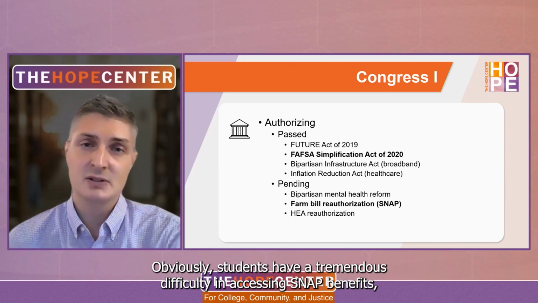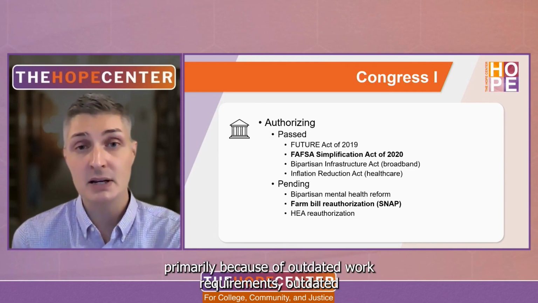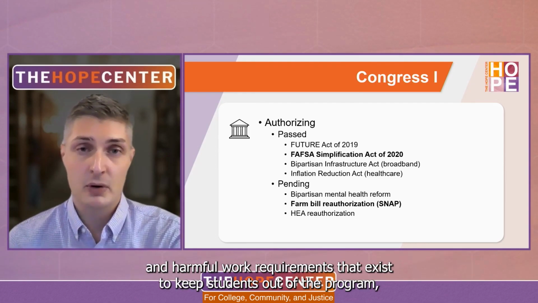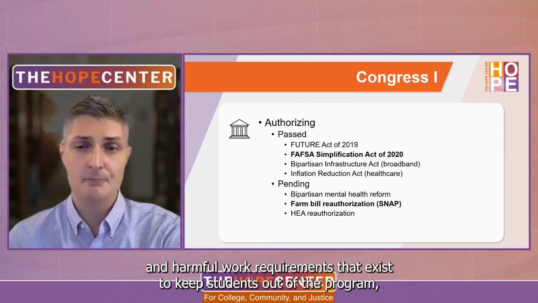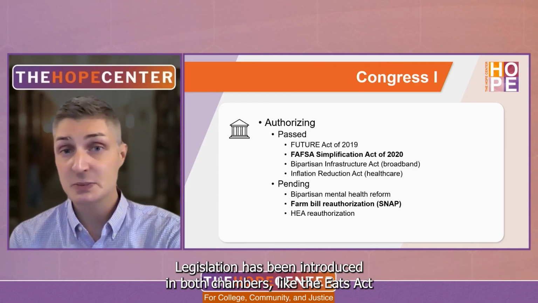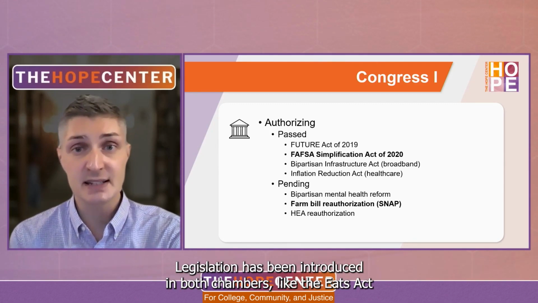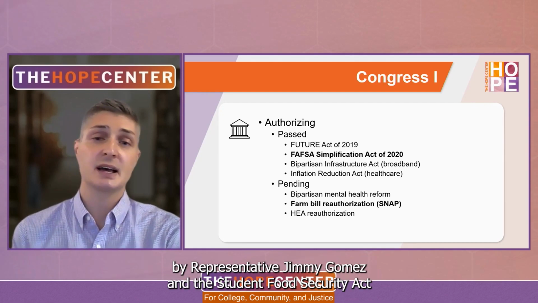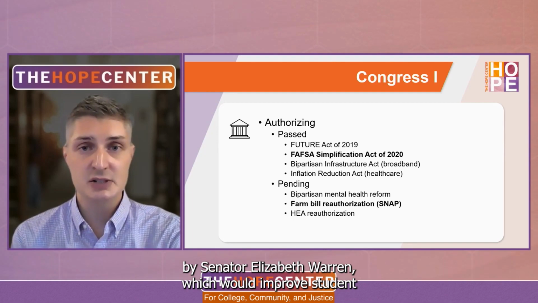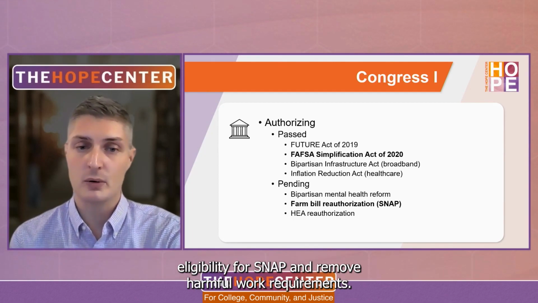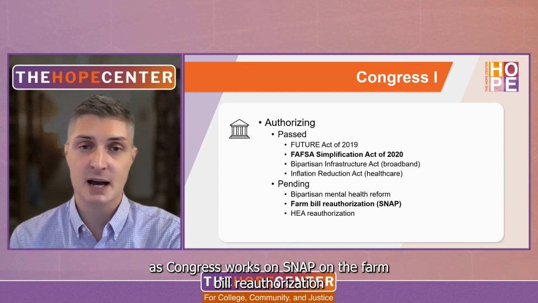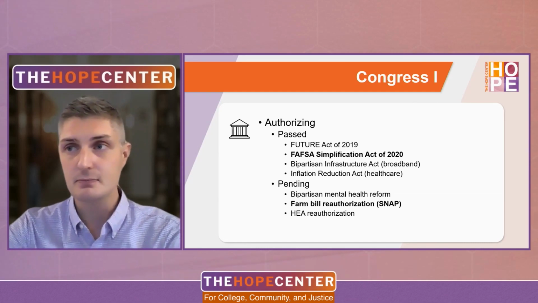Obviously, students have tremendous difficulty in accessing SNAP benefits, primarily because of outdated and harmful work requirements that exist to keep students out of the program, which there is significant energy to modify. Legislation has been introduced in both chambers, like the EATS Act by Representative Jimmy Gomez and the Student Food Security Act by Senator Elizabeth Warren, which would improve student eligibility for SNAP and remove harmful work requirements. Those proposals would be considered over the next year as Congress works on SNAP, on the Farm Bill reauthorization.